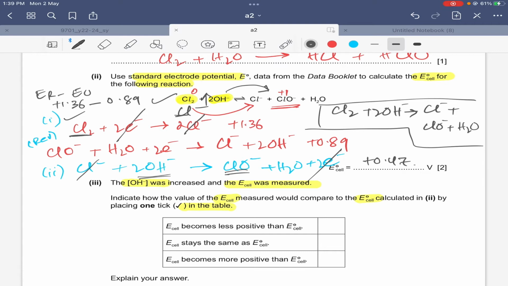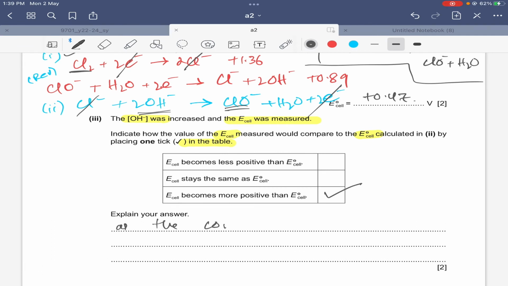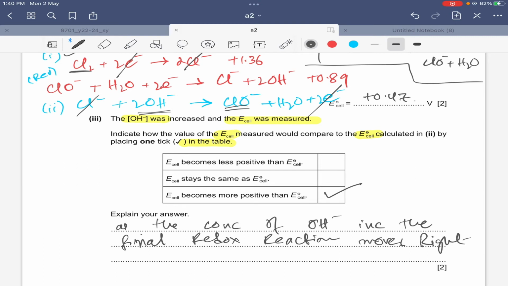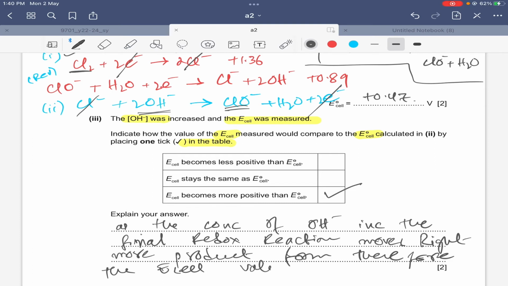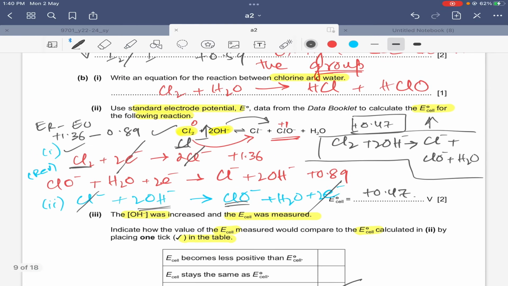And if equilibrium will shift forward, that means the value of E cell, the E cell for this reaction is plus 0.47. So if more forward reaction would occur, this value would also increase. So E cell becomes more positive than the E naught cell, because as the concentration of hydroxide ion increases, the final redox reaction moves right, more product forms, therefore the E cell value gets more positive. We have calculated the E cell for the forward reaction, and for the forward reaction it is plus 0.47. So if more forward reaction occurs, that means this value gets more and more positive.